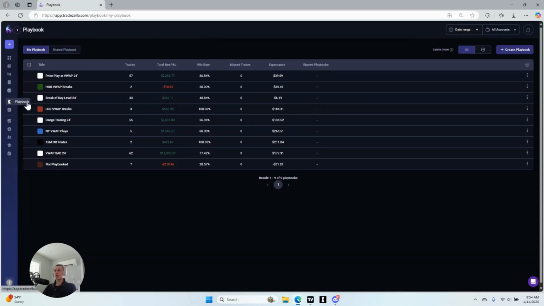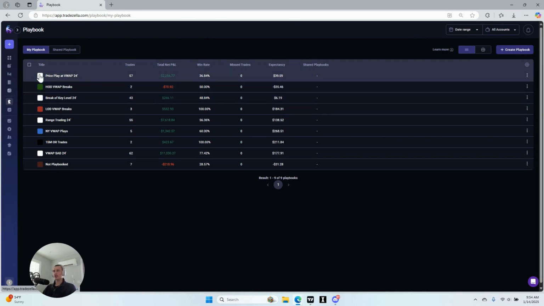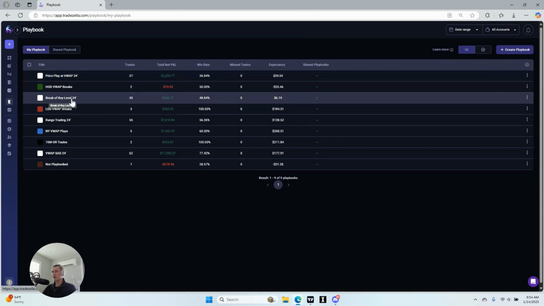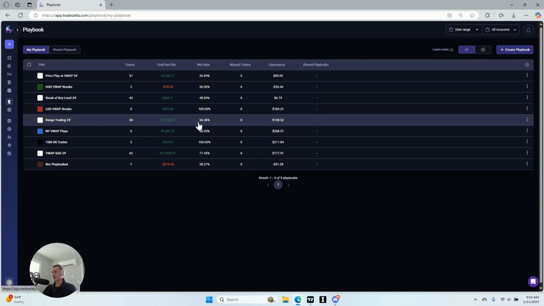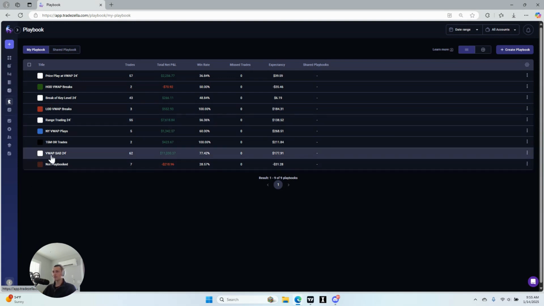So going back to playbook, white is all from last year. Price play at VWAP, this is just a price play. 36% win rate. I am positive expectancy on it, but still a 36% win rate. Break of key level, 50% win rate, but I'm almost break even on the setup. Range trading, 56% win rate, plus 8K. Now that I'm happy with. VWAP strength after the dip, 77% win rate, 11K.